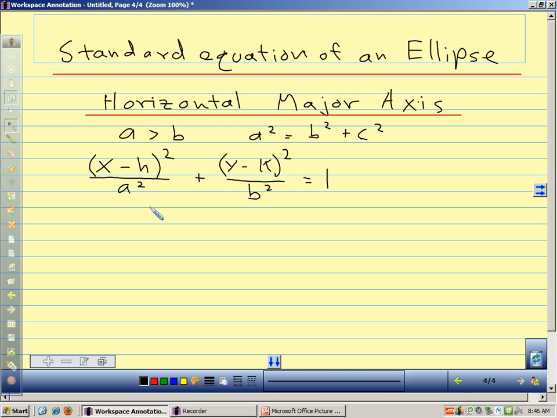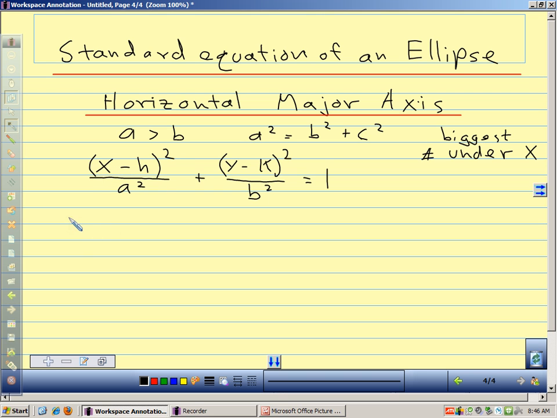So what this is telling us gives us a lot of information. For our horizontal major axis, the other thing to remember is that the biggest number, this is a little shortcut that I use, the biggest number is under the x part. The biggest number is under the x part. That will tell you that you have a horizontal major axis. A is bigger, so this is going to be the bigger number under the x part.